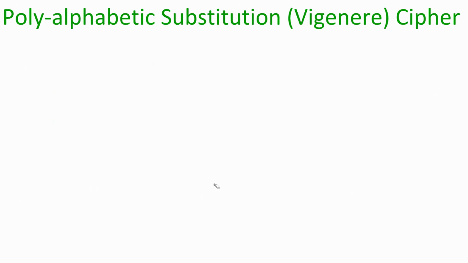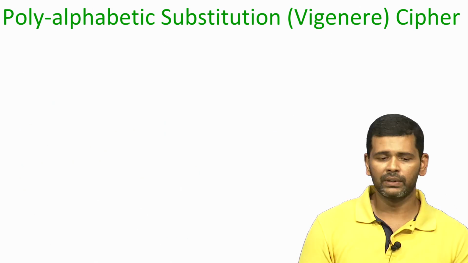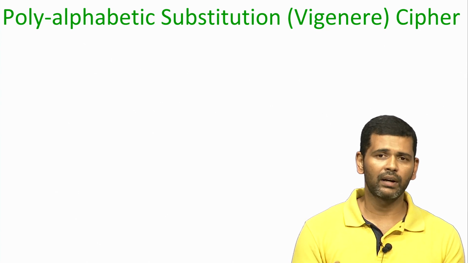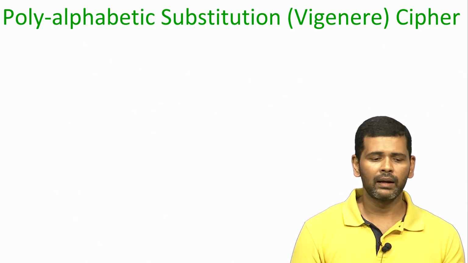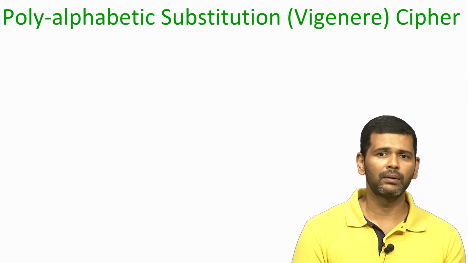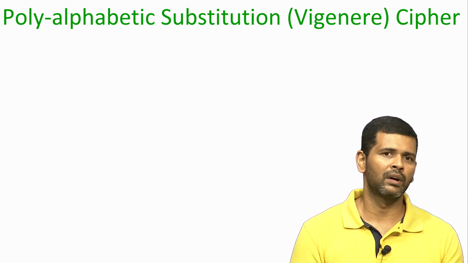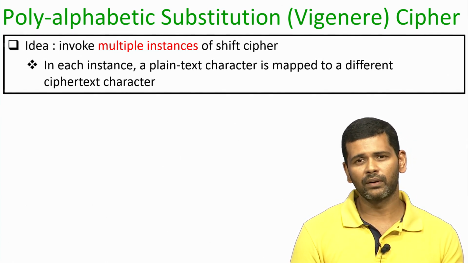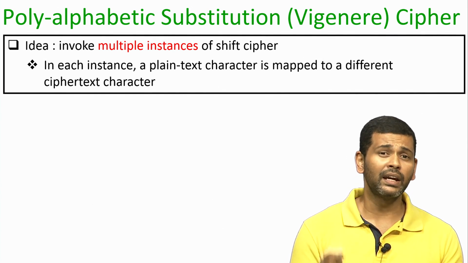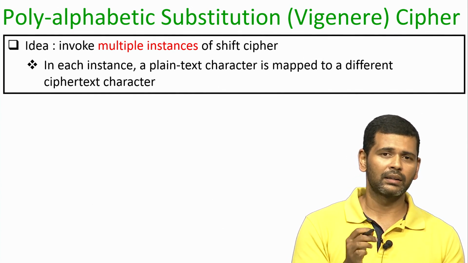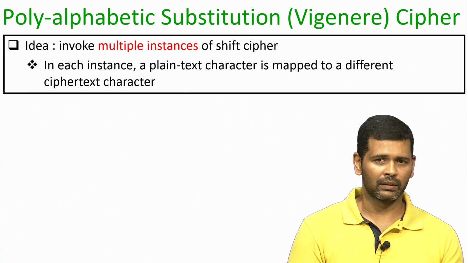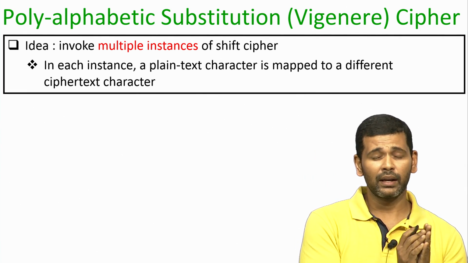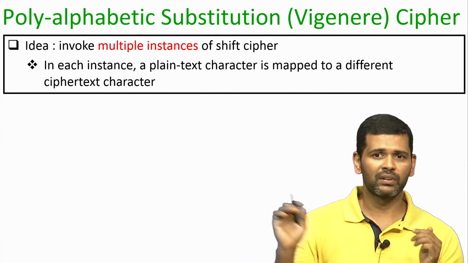Right. So, now let us see another interesting historical cipher which we call the polyalphabetic substitution cipher, and which is also called the Vigenere cipher after the name of its inventor. And the idea here is to fix the potential problem that was there in the context of mono-alphabetic substitution cipher. Namely, the idea here is to invoke multiple instances of shift cipher in such a way that in each instance a plaintext character is mapped to a different ciphertext character. That means, it is not going to happen that wherever the plaintext character A occurs, it always gets mapped to a specific ciphertext character.